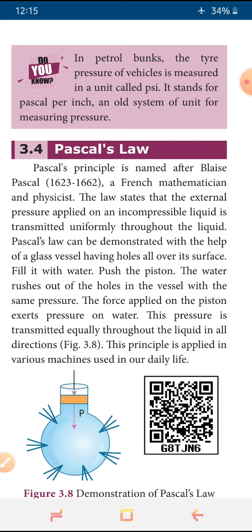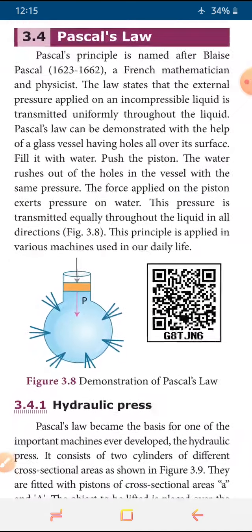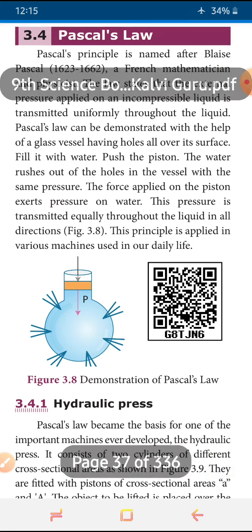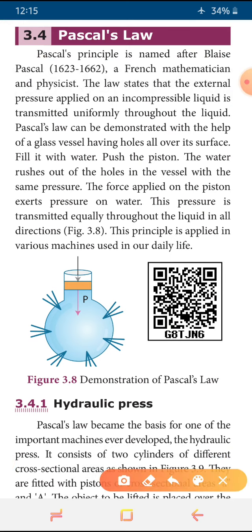Okay, then Pascal's law. This is named after the scientist Pascal. He lived between the years 1623 to 1662. French mathematician and physicist. He gave this law. See the picture, figure 3.8. There is a ball-shaped container, and this container is made with a large number of holes. It is filled with water, and there is a piston at the top. We are giving pressure downward. The pressure we are giving only on this area.